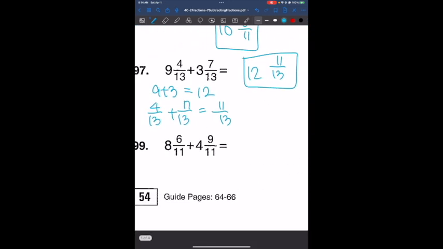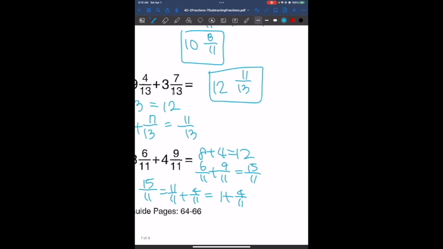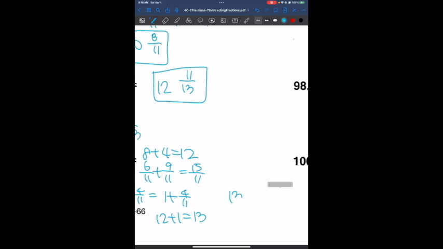Then for our next problem, again, add our whole numbers together to get 12. Then 6 over 11 plus 9 over 11 is going to be 15 over 11. Now 15 over 11 is 11 over 11 plus 4 over 11. So that is basically going to be 1 plus 4 over 11. And so we're going to add the whole numbers together. So we get 13. And then we're going to have 13 and 4 over 11.